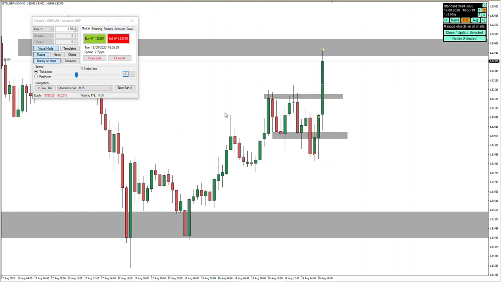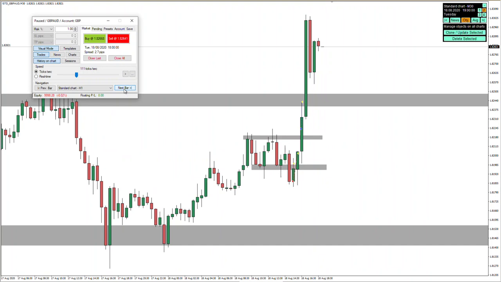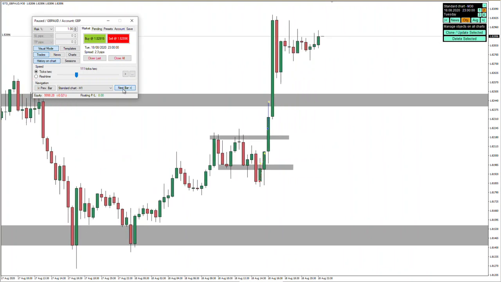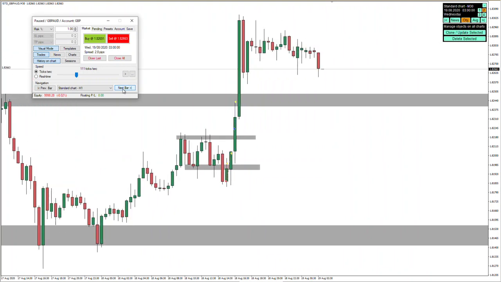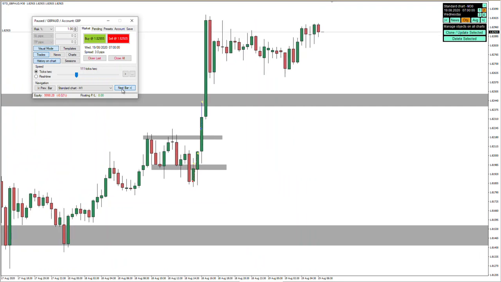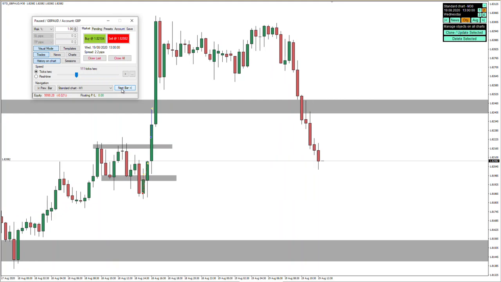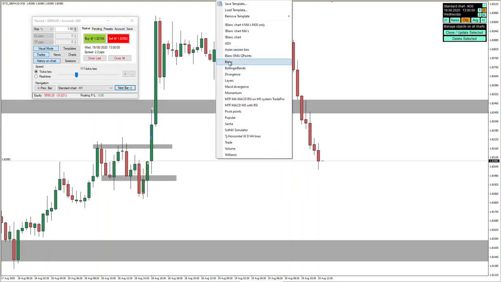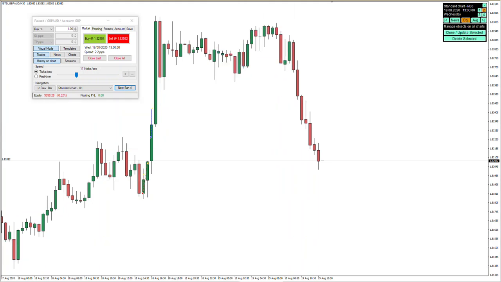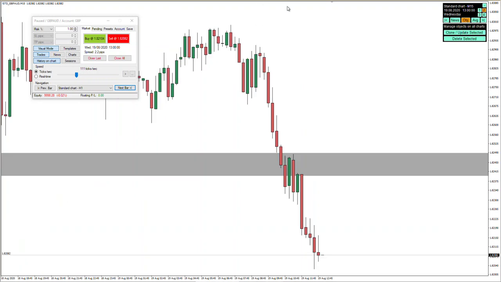So let's go to the next day. We start 2 hours before New York Open, which is at 13 hours. And I will remove everything I have on the charts. Blank template.